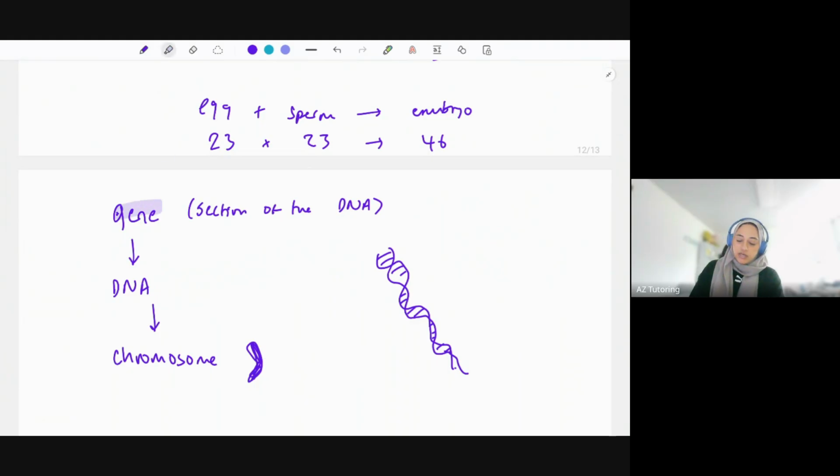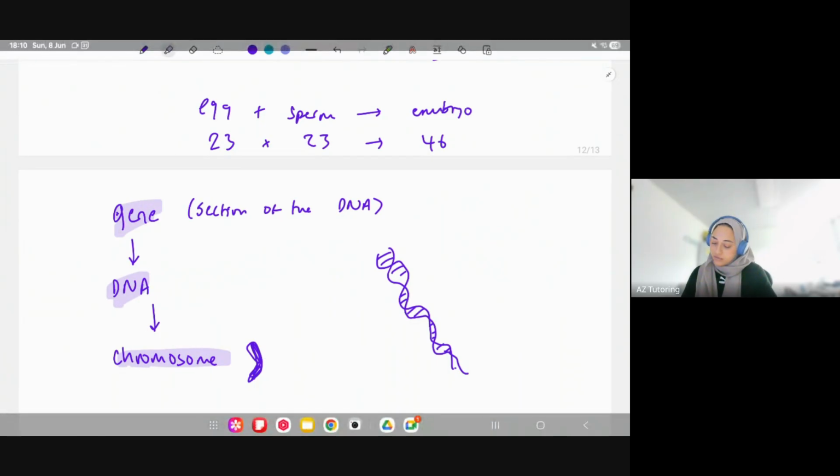So yeah, don't get confused. They're all the same thing. This is the order of size. So gene, DNA, and then chromosome.